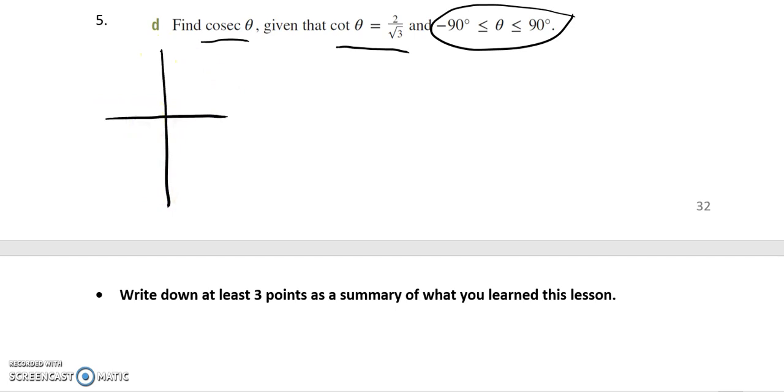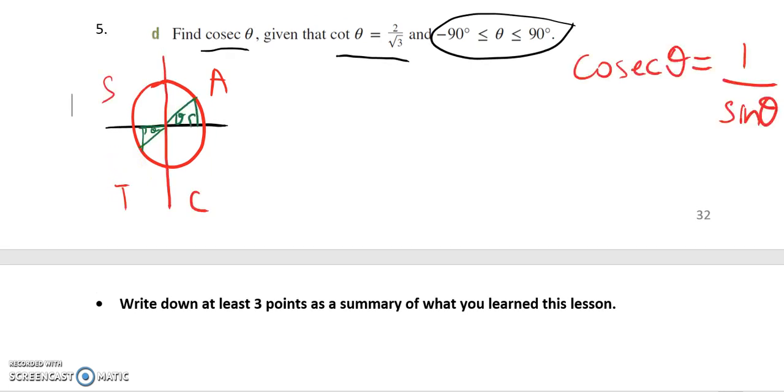When I draw a picture, I'm going to make a circle, and I'm going to think about cot theta. So cot theta is positive in the first quadrant and the third quadrant. However, my domain is from negative 90 to positive 90. So what we're thinking about now is where do we label things. So in this, I've got 2 over root 3, so that tells me my adjacent is 2, so that's here and here, and my opposite is root 3, so that's here and here.